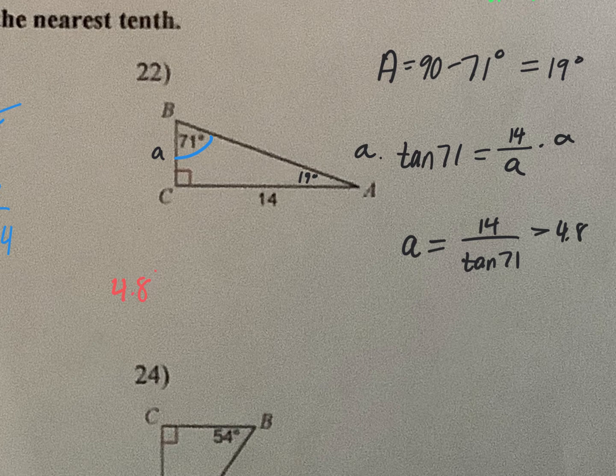So 4.8 squared, how does that show up? I did 4.82. That's fine, doesn't matter. When you square it, you get 23.2. Okay, that's fine. I'm just setting it up.